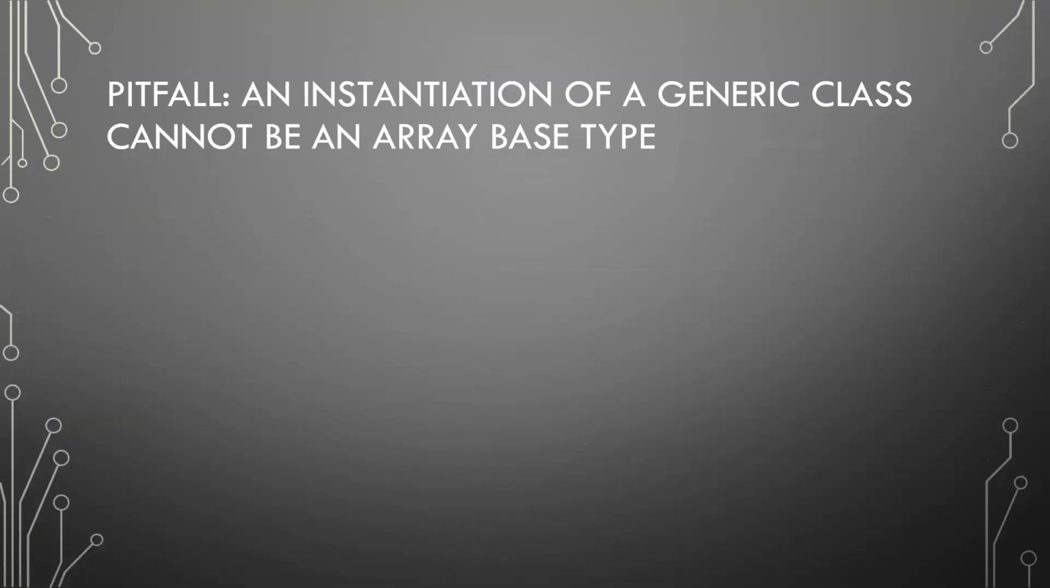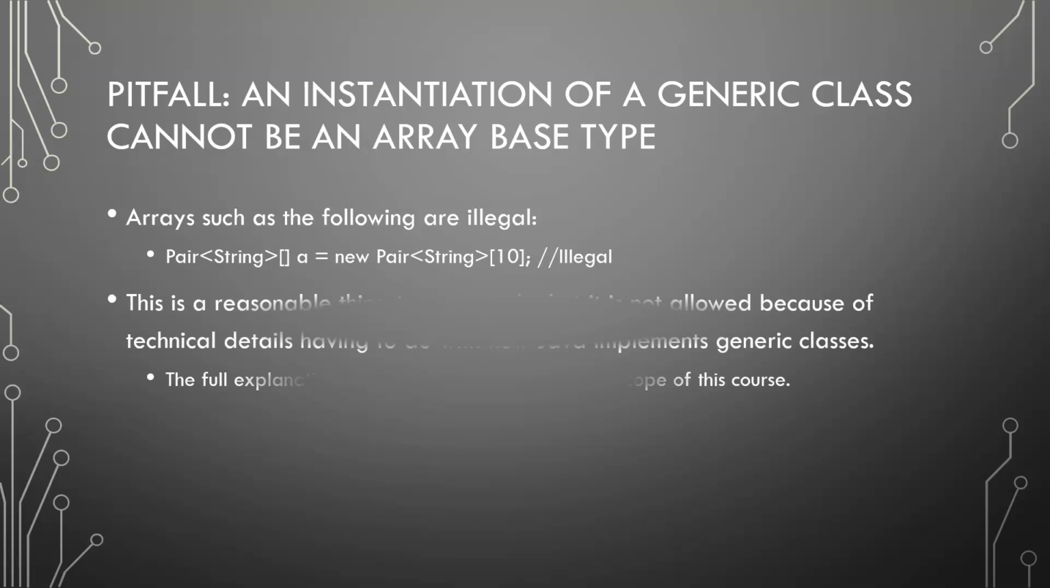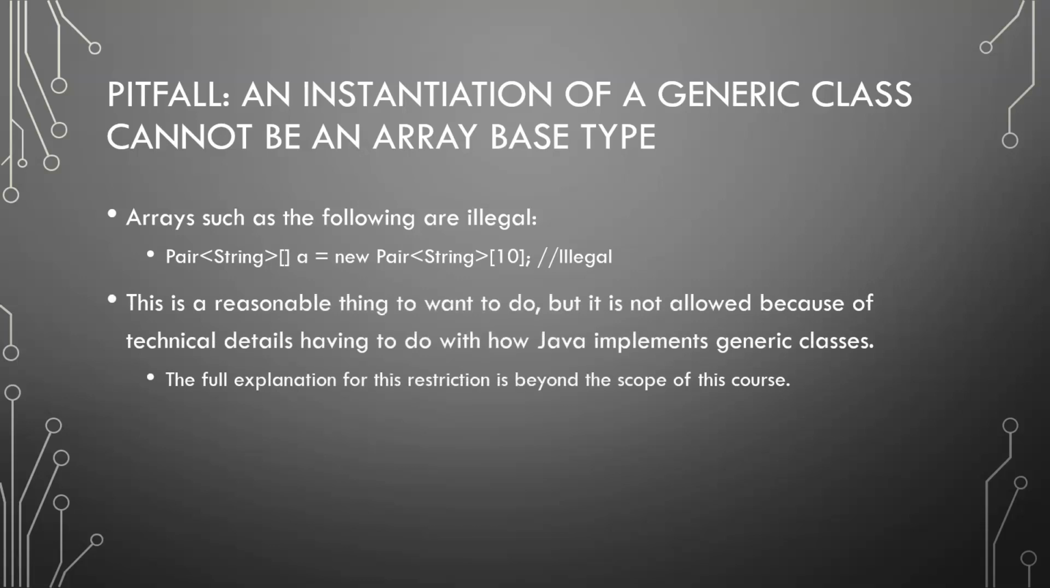All right, here's another pitfall. An instantiation of a generic class cannot be an array base type. I really struggle with this word. But that being said, arrays such as the following are illegal: Pair<String>[] a = new Pair<String>[10]; It's illegal. Can't do that. Well, this is a reasonable thing to want to do, but it's not allowed because of technical details having to do with how Java actually implements generic classes. The full explanation is beyond what we're going to get into in this course.